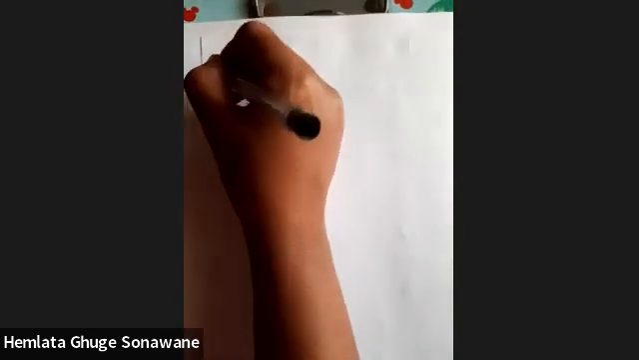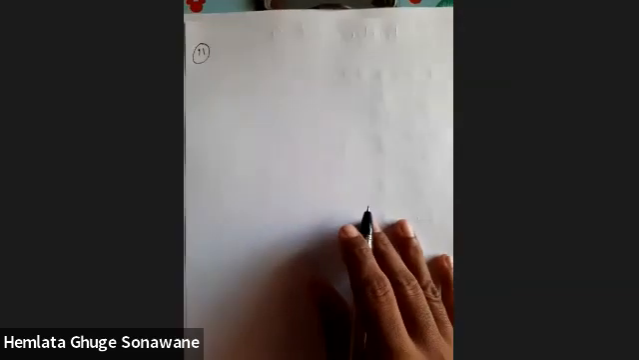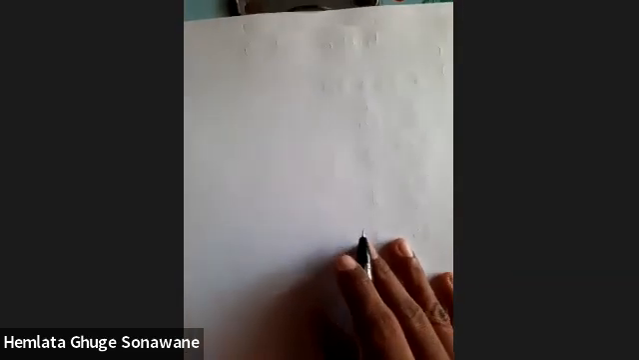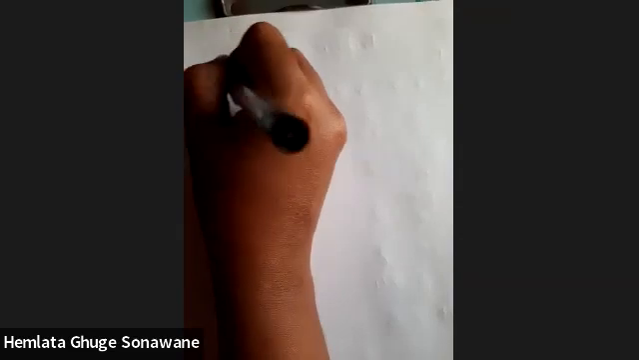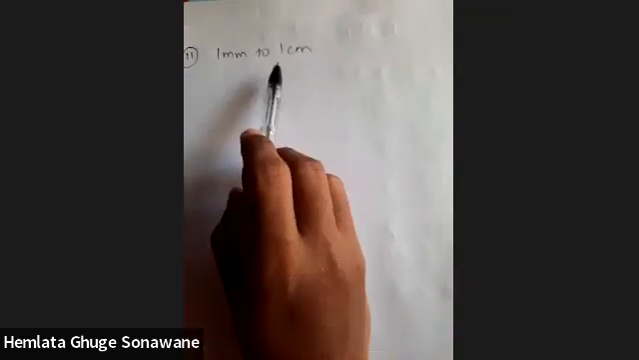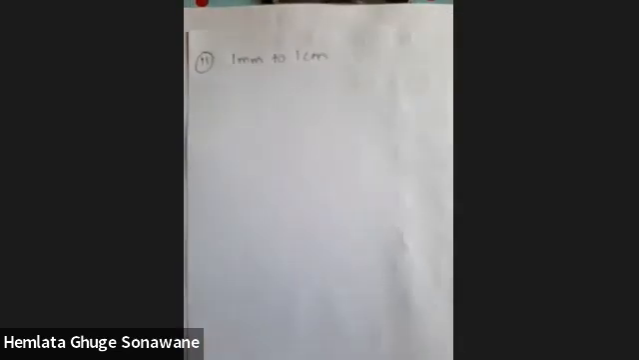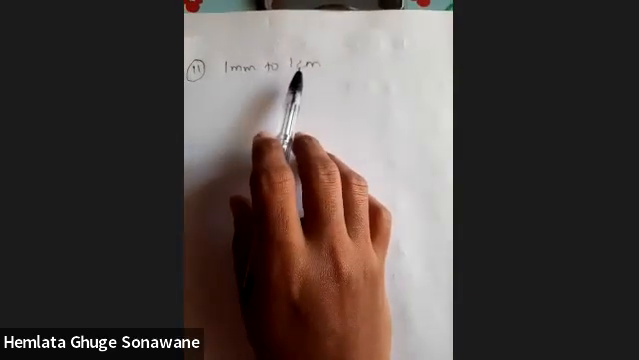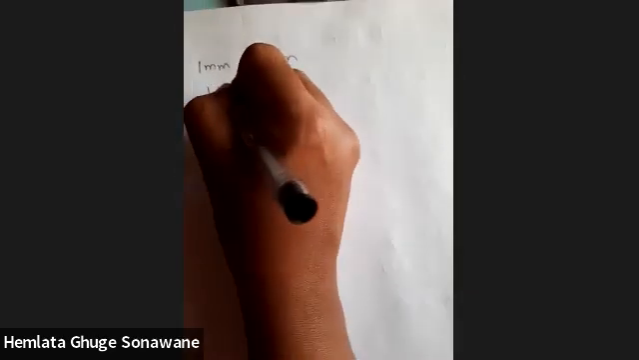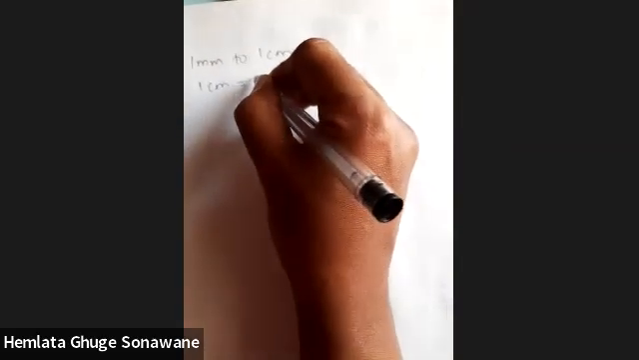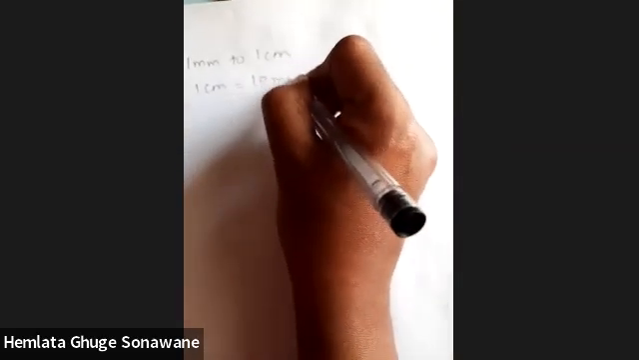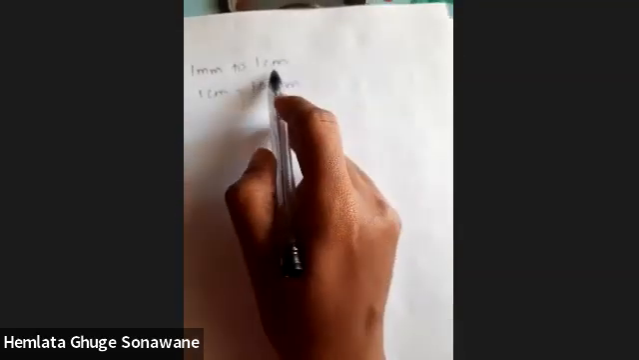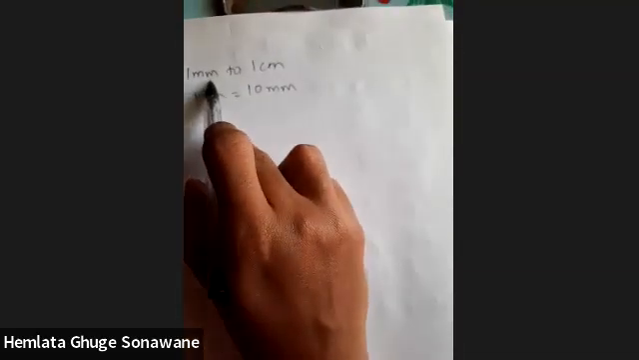We'll take second example of question number 1. What is the ratio of 1 mm to 1 centimeter? We have to find out the ratio of 1 mm to 1 centimeter. Now first what we have to do? We have to make their units equal. Now we know that 1 centimeter is equal to how much mm? 10 mm. So we have converted centimeters to mm.